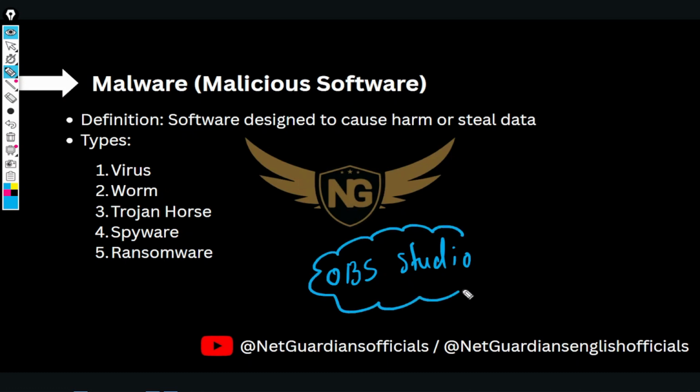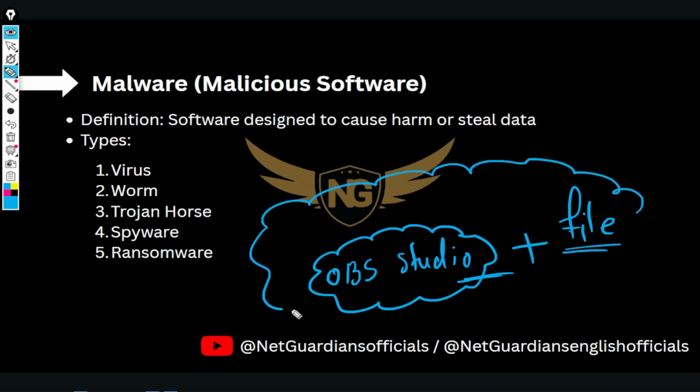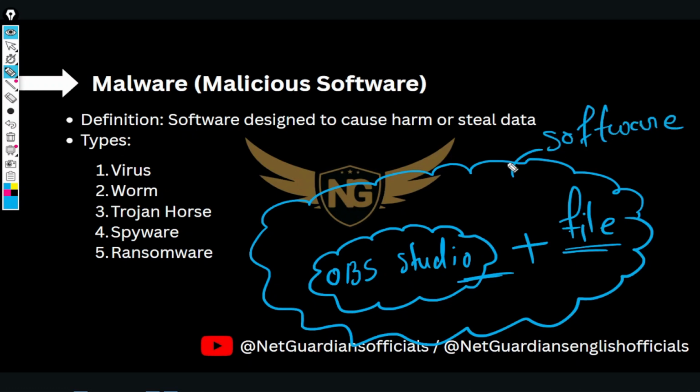So OBS Studio is a core application, a core software. What I will do now is add a malicious file with it, so that it gets combined and makes a new software. Now if anyone on the internet installs this file, their system is going to be compromised by me. So this thing has now become a malware. Basically, I am using a software, hiding my malicious files in it, combining them with each other, and then installing it on my target's or victim's system.